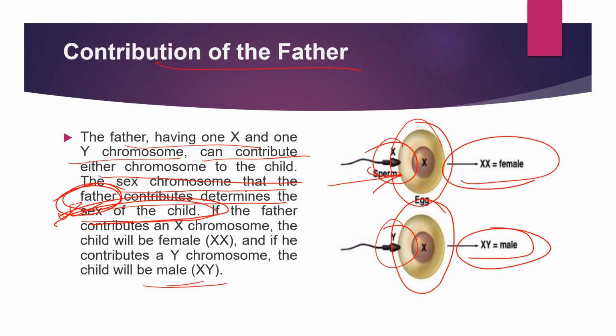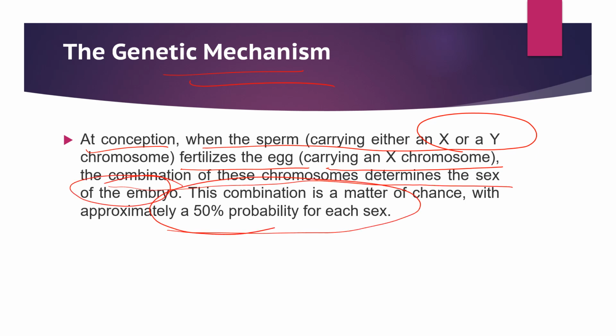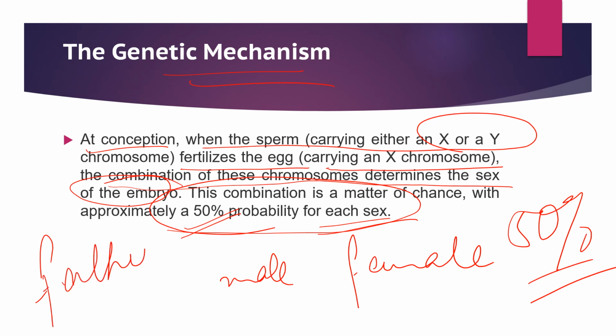So let us end with the conclusion. The genetic mechanism is that at conception, the sperm carrying either X or Y fertilizes the egg carrying the X chromosome, and the combination of these chromosomes determines the sex of the embryo. So ultimately there is a 50% probability of each sex. Either it can be a male baby or a female baby. It is a 50% chance of either being male or female, and it is determined by the father's chromosomes only. So the father's sex chromosome alone determines the sex of the baby.